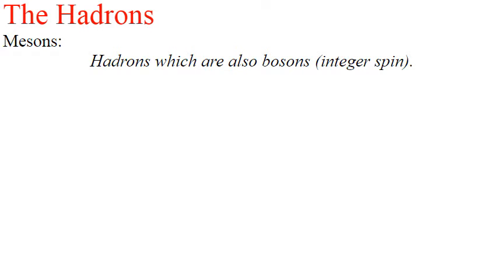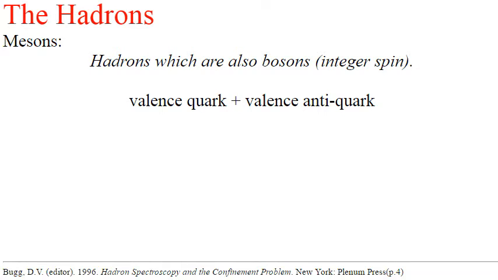Mesons are hadrons which are also bosons. Like we have already said, the hadrons are composite particles made up of quarks. In the case of mesons they are made up of a valence quark and a valence antiquark. The term valence here means they are not present in a pair of a quark and the corresponding antiquark. In other words, they are not sea quarks.